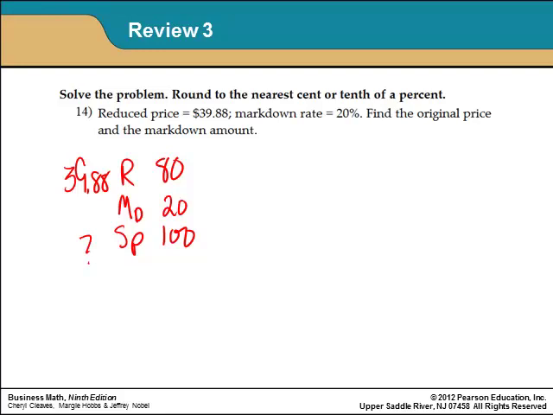39.88 times 100 divided by 80 is 49.85, the selling price. And then we would subtract 39.88 to find the markdown is $9.97. Next one.